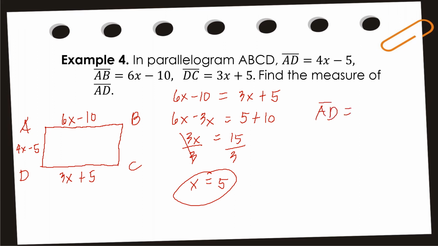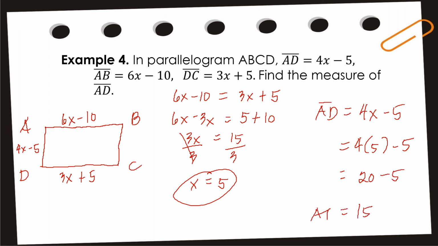Side AD is equal to 4x minus 5. So in order to find the length of side AD, we substitute 5 to x. So we have 4 times 5 minus 5. 4 times 5, 20. 20 minus 5, that is equal to 15. So it means that side AD is equal to 15.